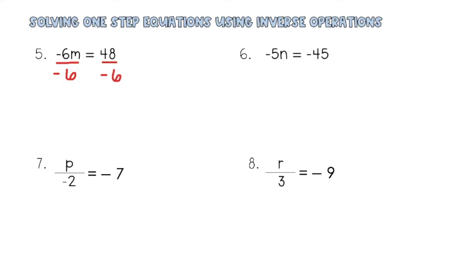-6 divided by -6 cancels out to be 1, so m is now alone. And 48 divided by -6 is equal to -8. I know that my answer is going to be a negative number because a positive divided by a negative will always be a negative. We can check our work. -6 times -8 is equal to 48.